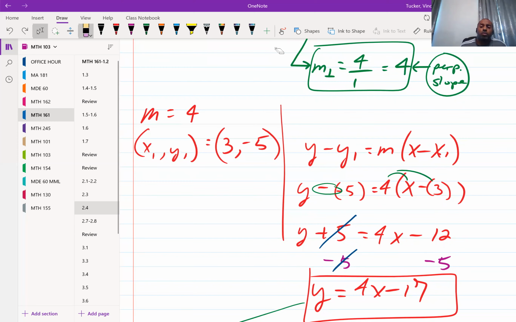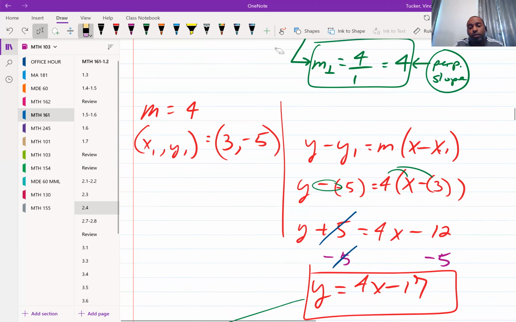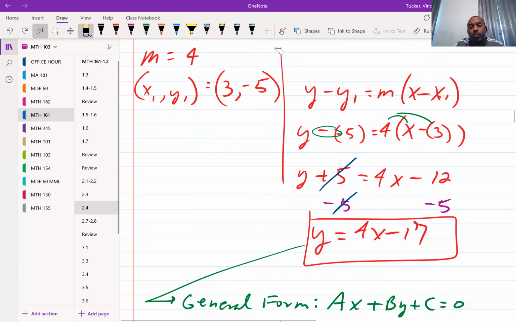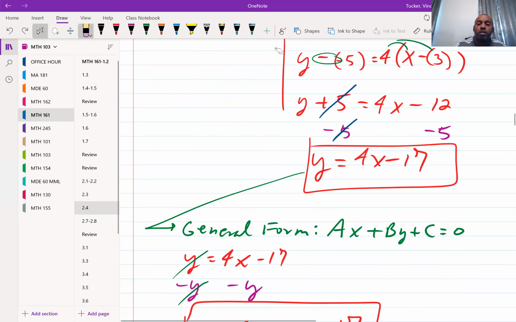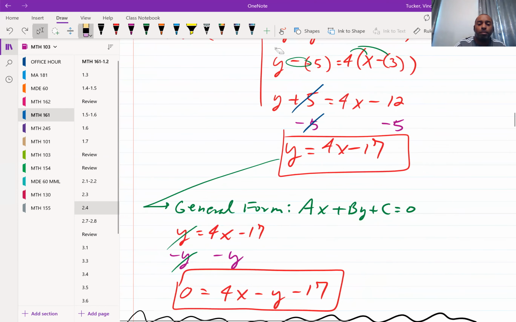All right. So remember, the last thing they asked of us was to put our equation in general form. Now, once again, they'll tell you if they want that. If you don't see that, then y equal to 4x minus 17 is fine. But they said put it in general form. So that's ax plus by plus c equal to 0. That means all of your terms are just on one side of the equation. So all we have to do is subtract y from both sides. And 0 is equal to 4x minus y minus 17. That's our answer.